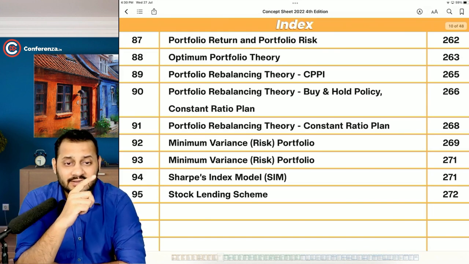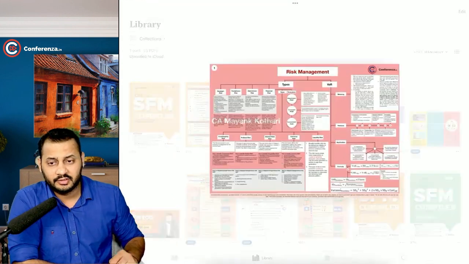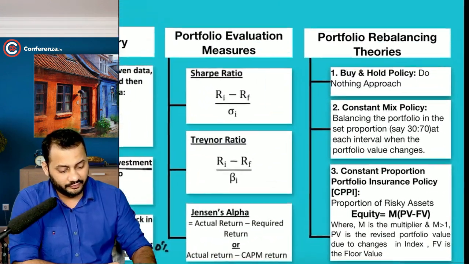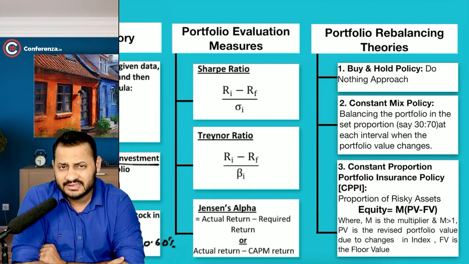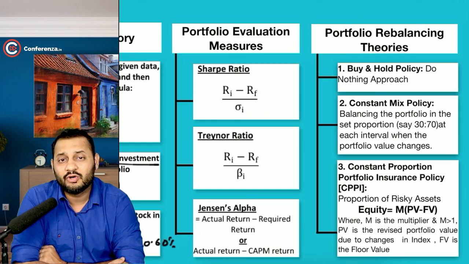The second policy is the constant ratio plan. Let's go to the chart first. I think it will be very easy to explain from there. See, portfolio rebalancing theories. The first policy is the buy and hold policy, the do nothing approach. The second policy is the constant mix policy, or we can say the constant ratio plan.